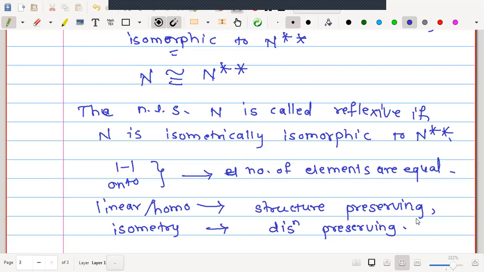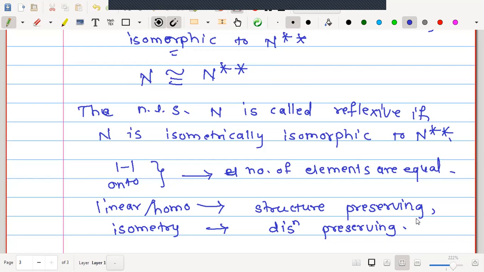We are discussing everything assuming J is onto. If it is not onto, J is simply an isometric isomorphism. We cannot say that n is isometrically isomorphic to n double star.